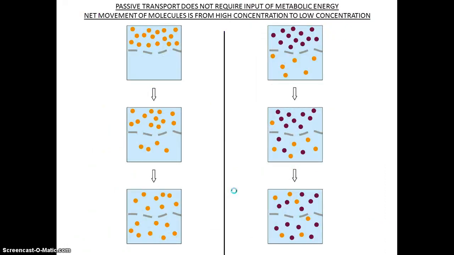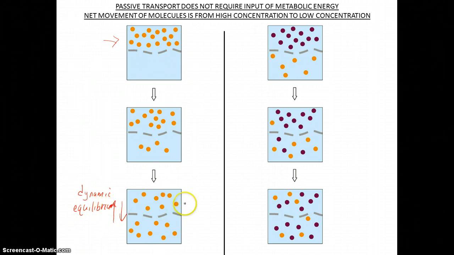Passive transport does not require energy. The net movement of molecules is always from high concentration to low concentration. If you look at this picture, on this side of the membrane there are a lot more molecules, so they will randomly move from high concentration to low concentration until they reach dynamic equilibrium. Dynamic equilibrium means it's still moving, but it's moving at equal rates. That's where the word dynamic comes in, and equilibrium means equal rates.